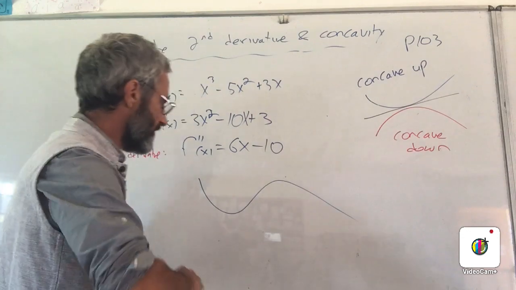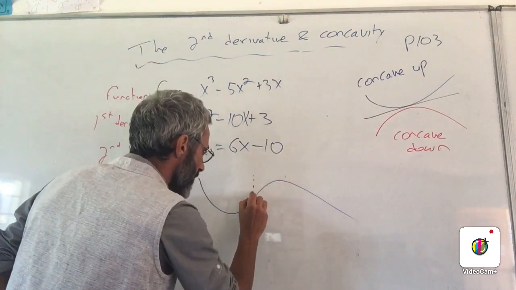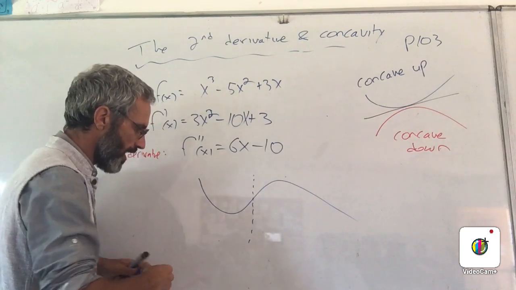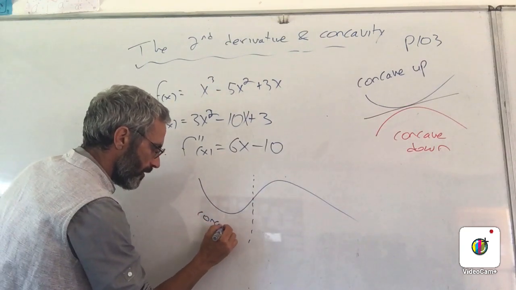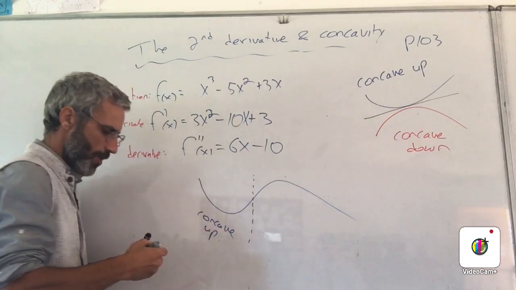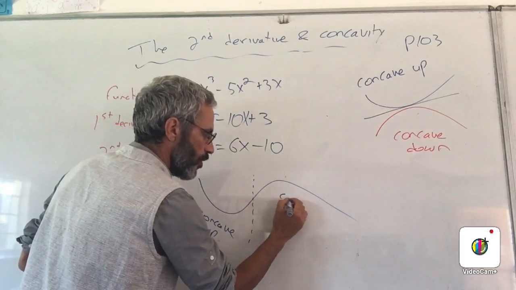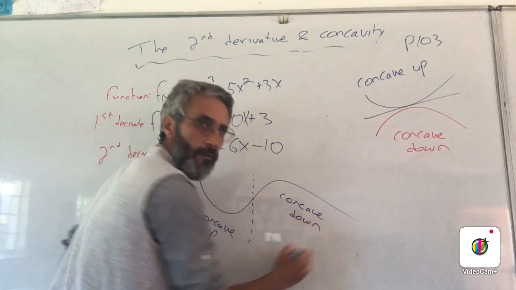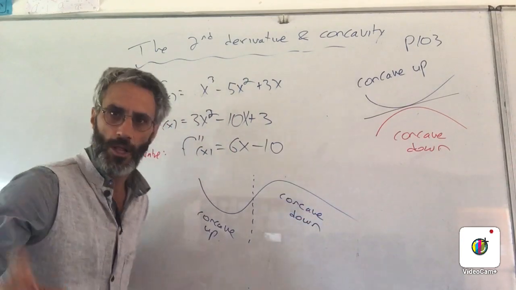For example, if I divide the graph here, you can see that the first part is concave up. And on the other side of this line, it's concave down. Do you understand what I'm saying about concavity? Now pause.